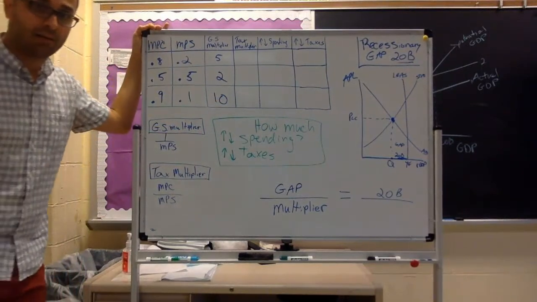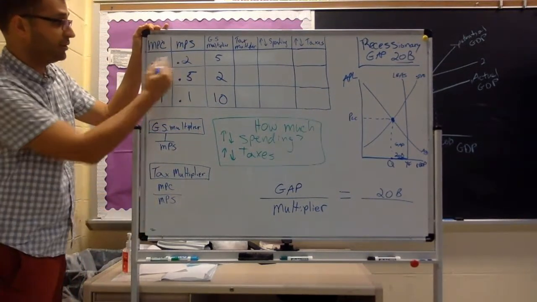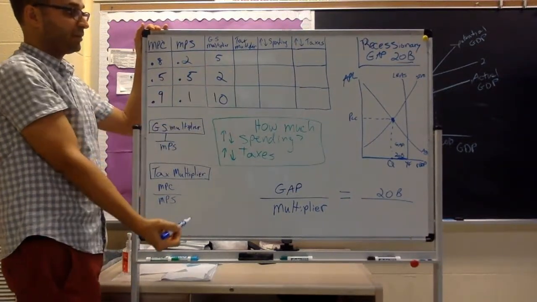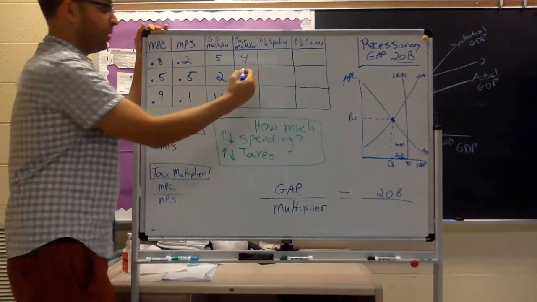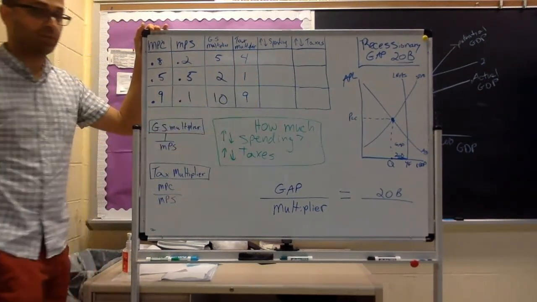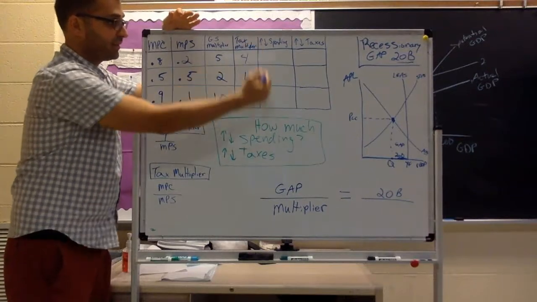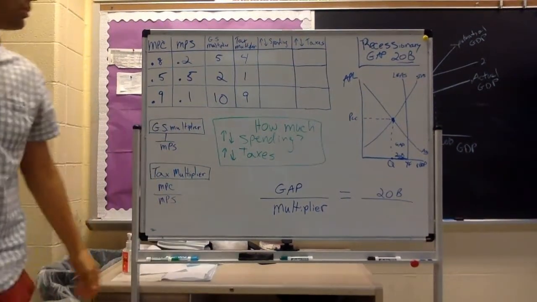How do I figure out the tax multipliers? Well, it's the MPC over the MPS. You could do it this way, or you could just take 1 less than each government spending multiplier. So it's 4, then 1, and in this case it would be 9. So now I've got the two multipliers. These are the numbers that I'm going to need. This is the important stuff to figure out which policies I'm going to be doing and how much.